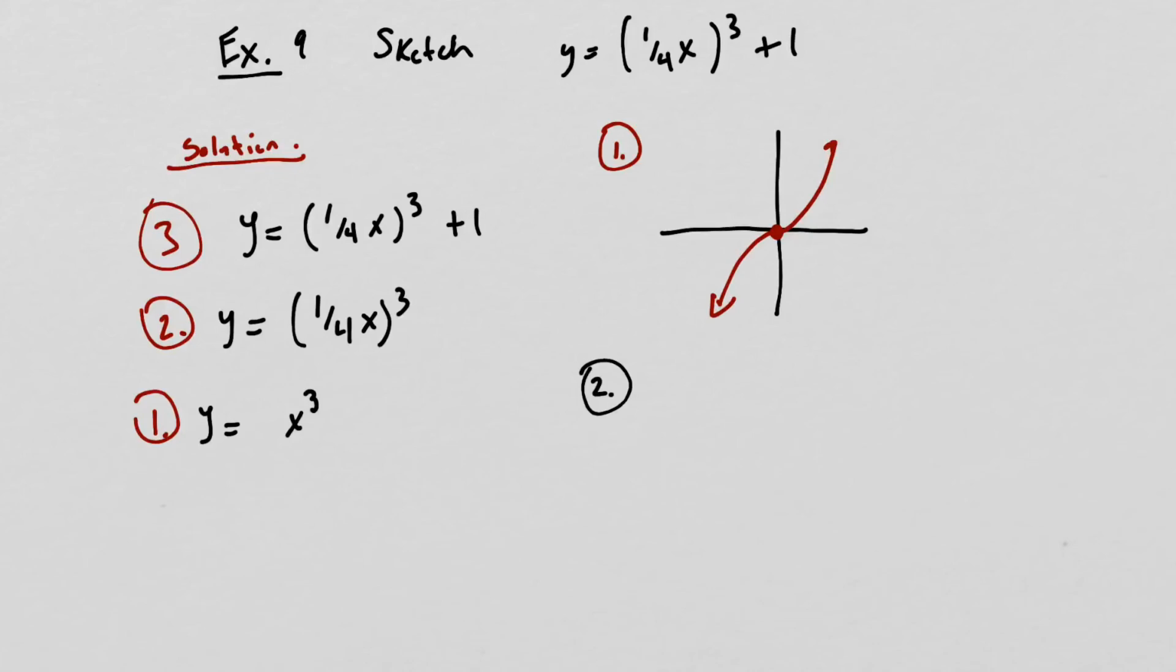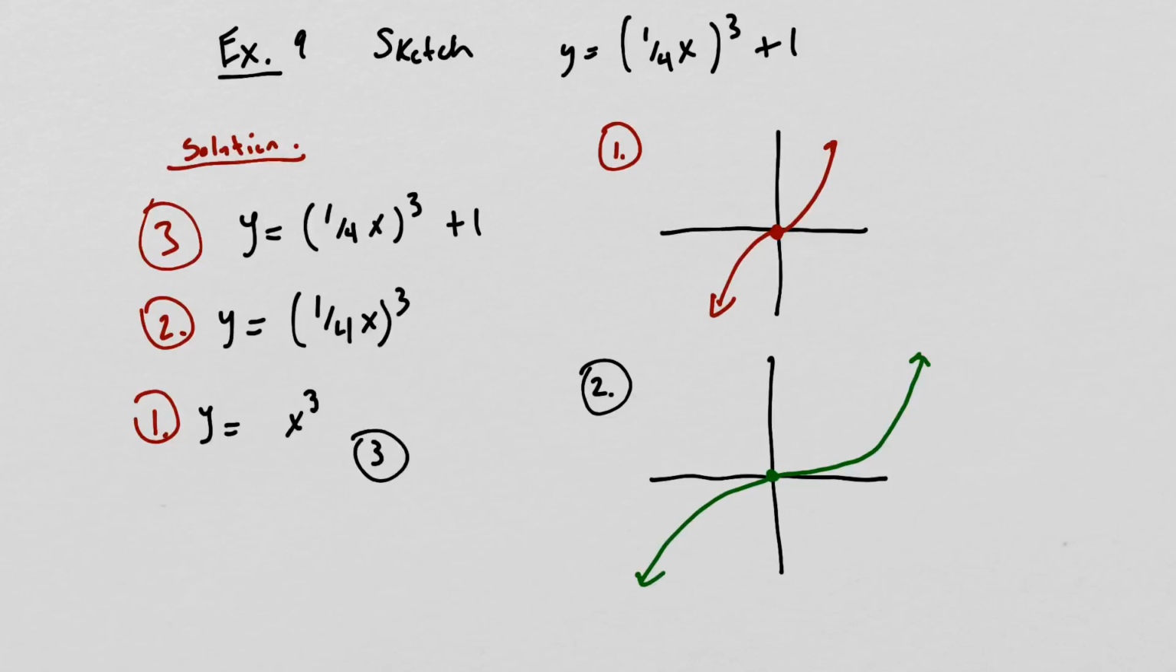In equation number 2, we're multiplying our x value by 1 divided by 4, and this is going to be either a horizontal stretch or a horizontal compression. And since 1 over 4 is between 0 and 1, we know that this is going to be a horizontal stretch. So for number 2, our graph should look something like this. Then finally in number 3, we know we're shifting all the y values up by 1 unit. This is going to be a vertical shift, which means our final graph should look something like this. Okay, and that's it.